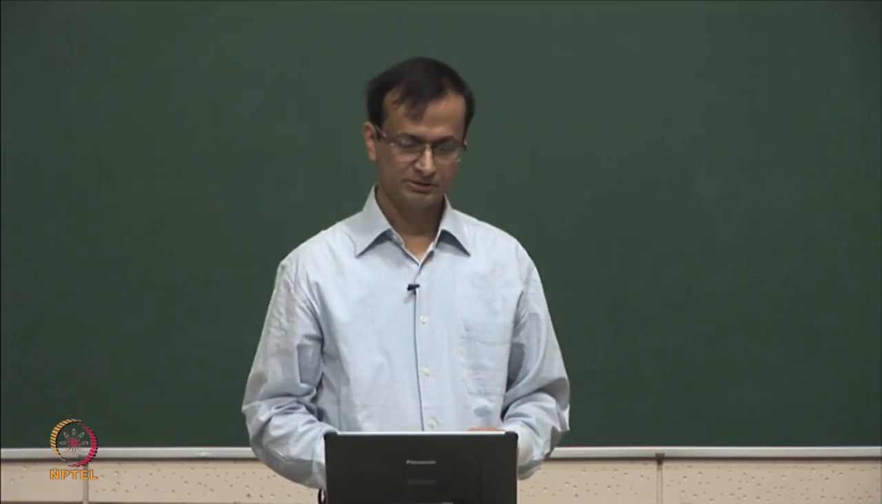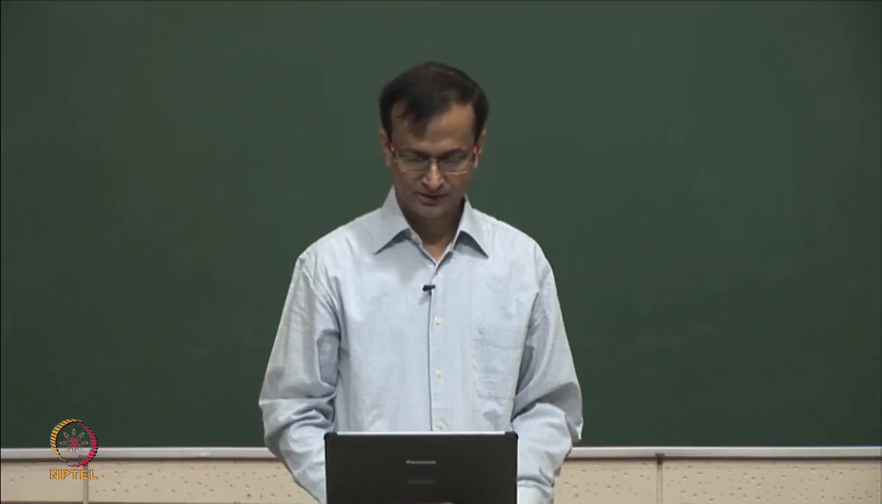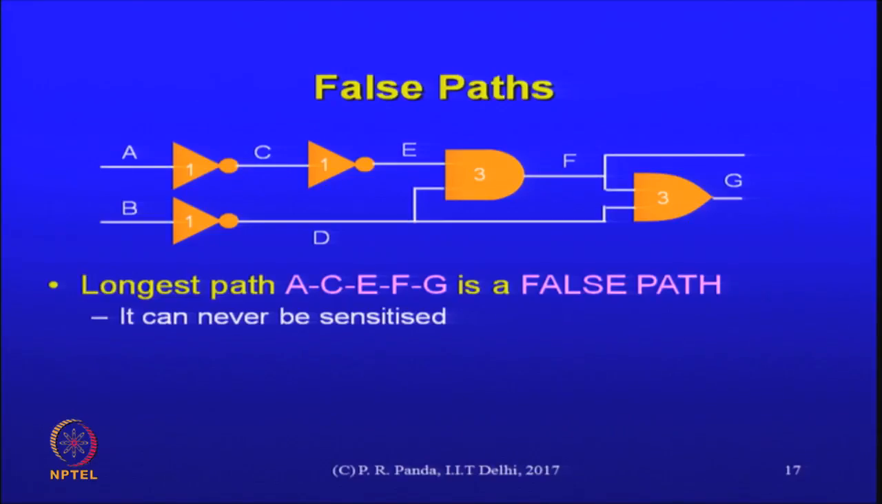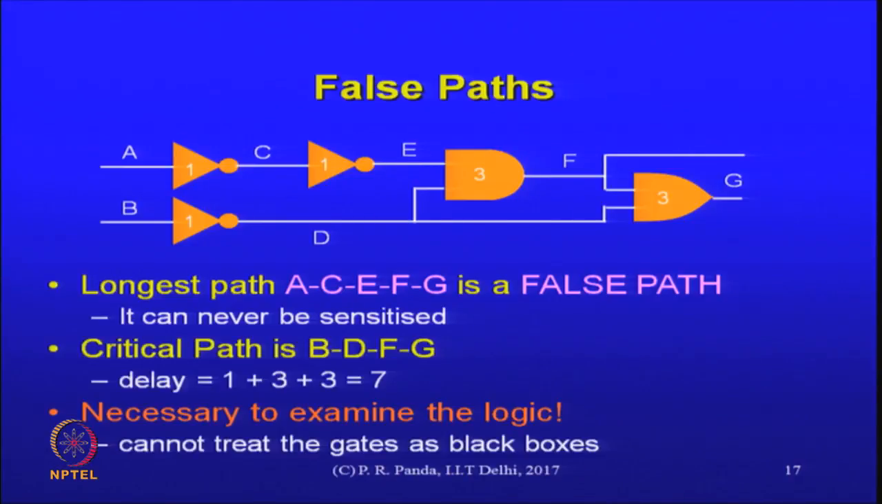Okay, we'll continue with the false path discussion. As we had seen earlier, the computation of the critical path is not merely structural, it does depend on the logic and what else is going on in the rest of the logic and not just what is happening on the critical path. The actual critical path may be different from what a structural traversal of the graph might indicate, and in general it is necessary to examine the logic.